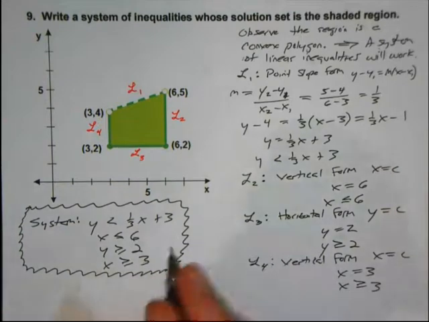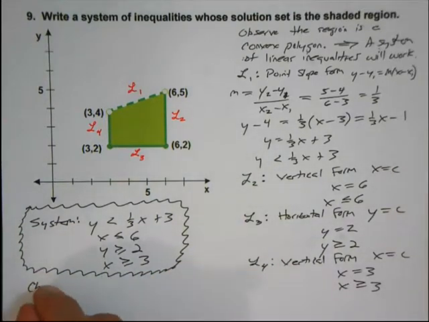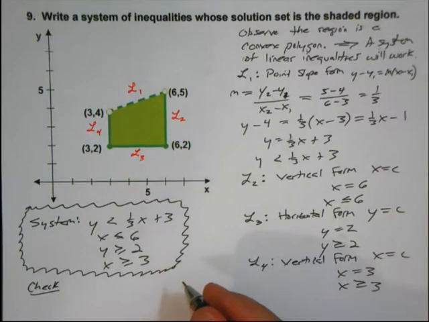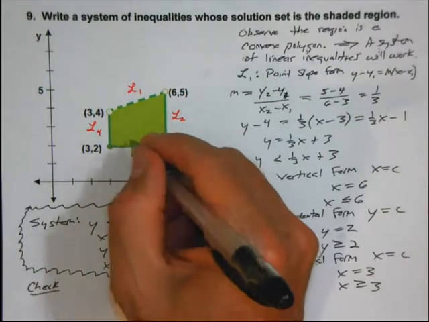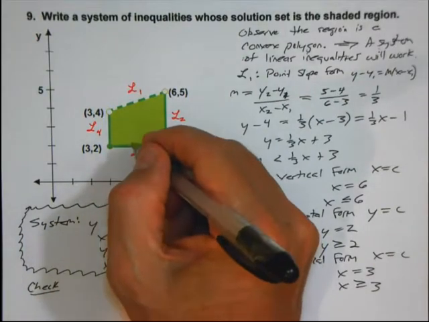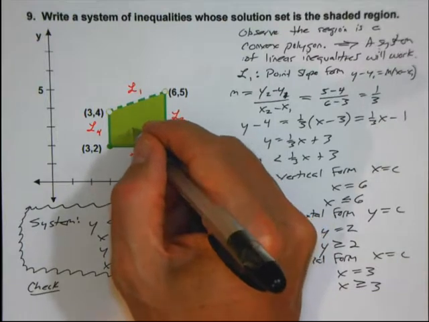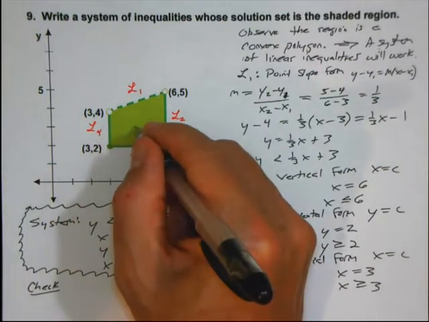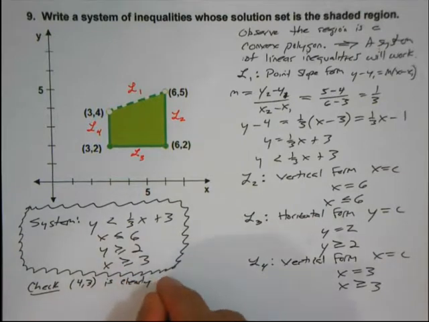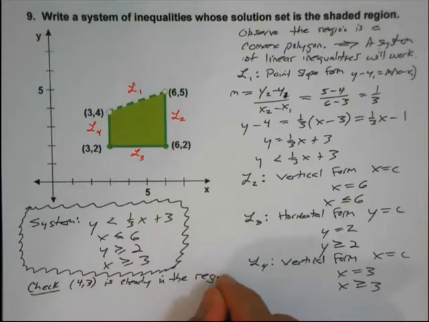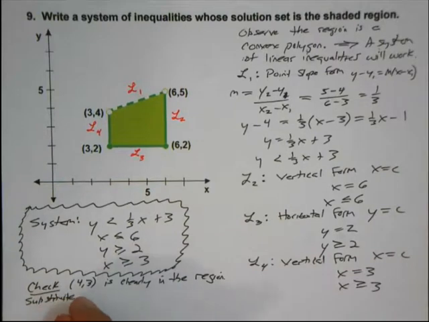Alright, let's give this maybe just one check before we walk away. Let's see, what could we do for a check? We could select a point that's surely in our solution set here that we see. So let's go over here. X is 4, okay, and y could be 3. That's certainly in the solution set. So (4, 3) is clearly in the region. So let's try substituting into the inequalities.